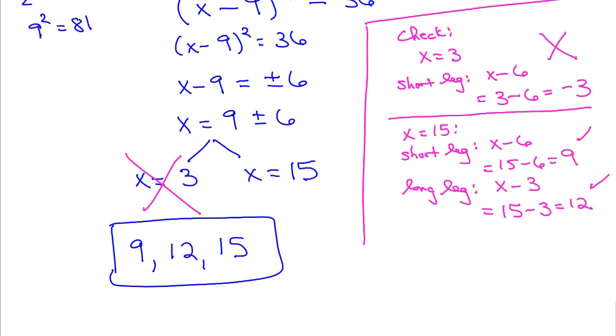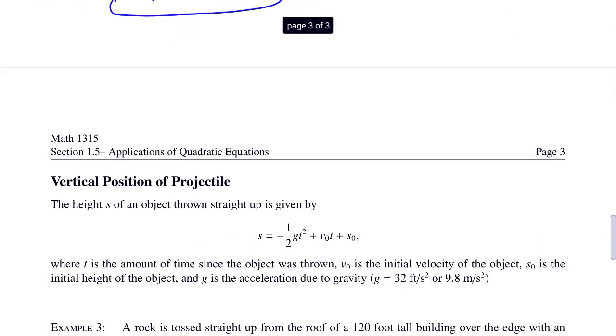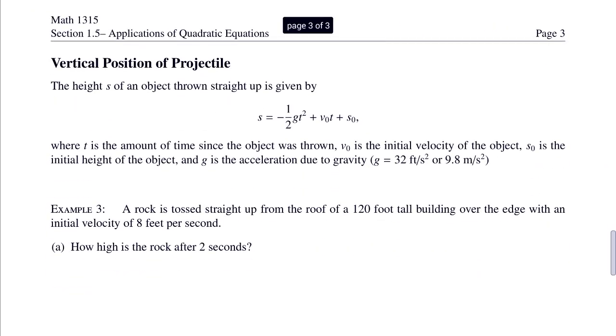One of the physics properties and equations that we use with quadratic equations is the vertical position of a projectile. Anytime we throw something, we can model the height of the projectile, whatever it is we're throwing, with one of these equations. Now, this particular model is used when we throw something straight up and it's only being affected by gravity after we release it.